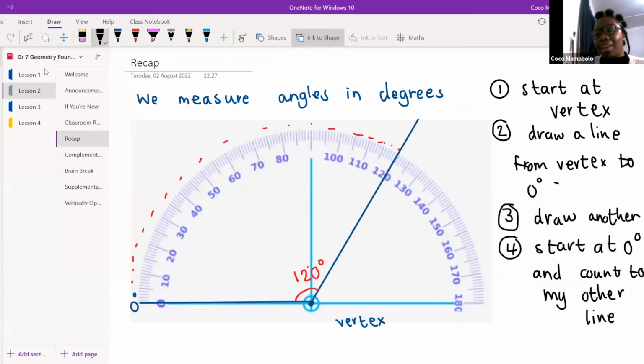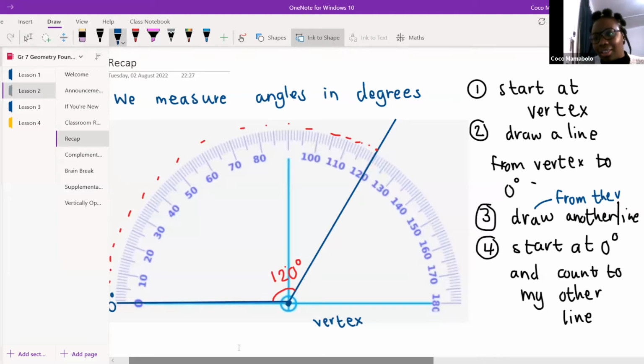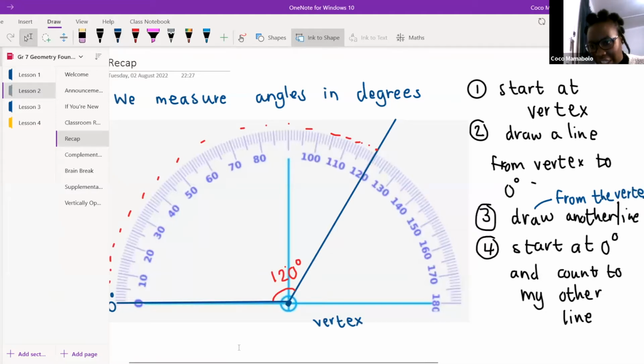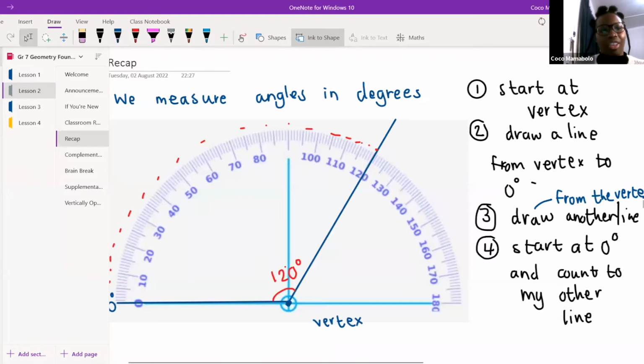And guys, remember that this other line that we're drawing also starts at the vertex. Okay, draw another line from the vertex. Okay, and my handwriting is getting out of hand. I'm sorry, guys. At the vertex. Okay, there we go. I fitted it in. We start at 0 and we count all the way to the number that we stopped at.